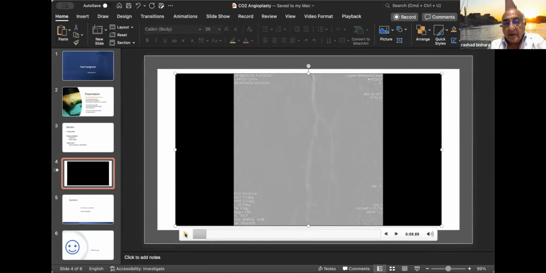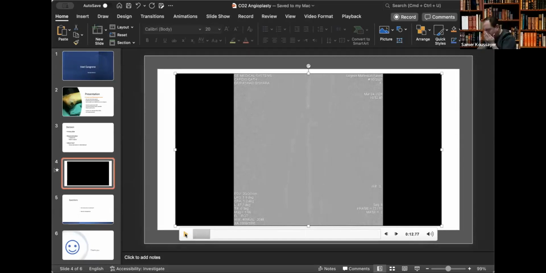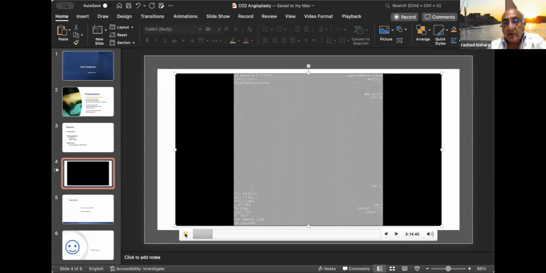So that's the femoral artery. And that's the proximal leg. Okay. And that's the mid leg. You can just see the anterior tibial, the peroneal, and posterior tibial artery. They're all attenuated. And that's the distal leg, that's the ankle.